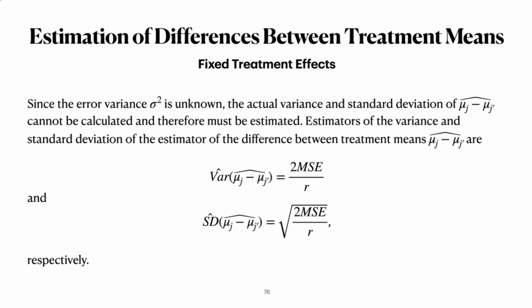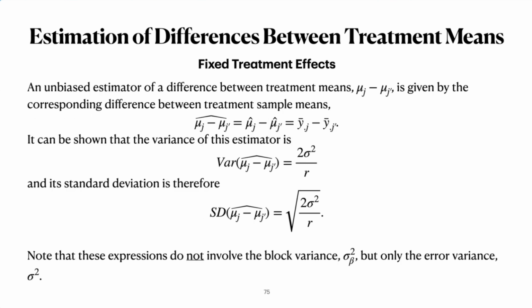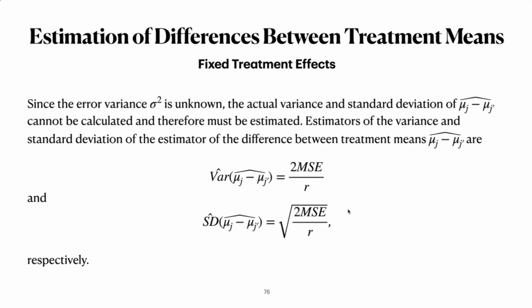So we have these expressions for the variance and the standard deviation for the estimated difference between the two treatment means. But because the error variance is unknown, and again, that's the only variance component that is in these expressions for the variance and the standard deviation, we cannot calculate the actual variance and the actual standard deviation for that point estimator. And so we have to estimate the variance and the standard deviation.